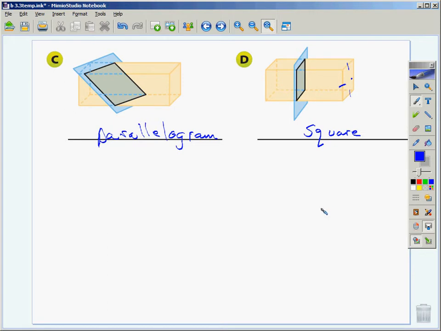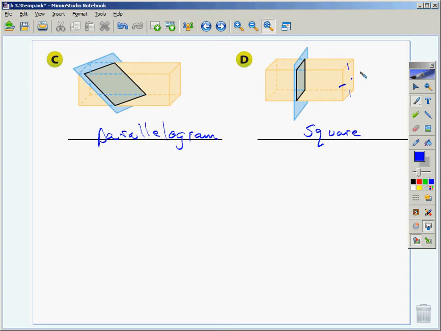Tell me if I'm right. Any questions about this so far? Yes. Well, I was just saying, so it did go straight through, and the shape may look different, but if it goes straight through, then it'll be the same. It's going to be the same as the base if it's a prism. Okay?